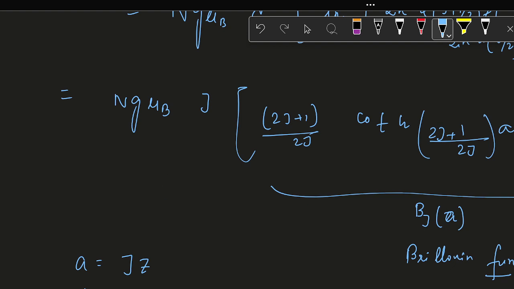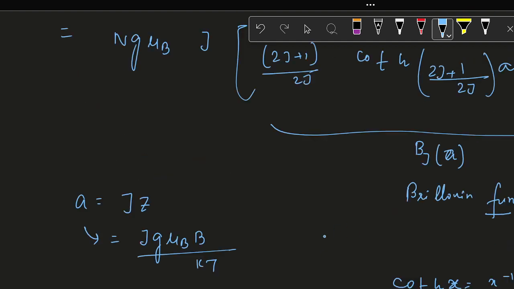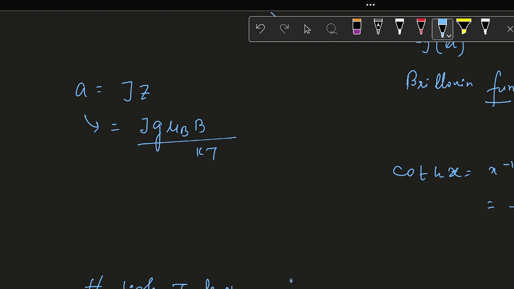Now, you know that coth x has the series expansion x inverse plus x by 3, so if you simplify it, it is 1 by x taking in common, times 1 plus x squared by 3 plus all the higher order terms. Now in the question it was asked what is the value of the effective Curie constant under the high temperature condition. So you have to use a high temperature limit on this expression of magnetization.